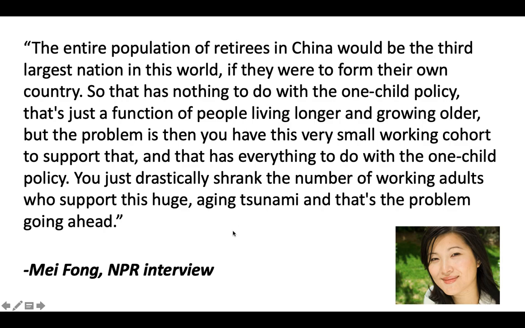And here's another quote from her interview with NPR. She says, "The entire population of retirees in China would be the third largest nation in the world if they were to form their own country. That has nothing to do with the one-child policy."